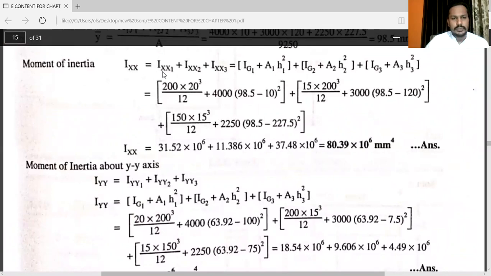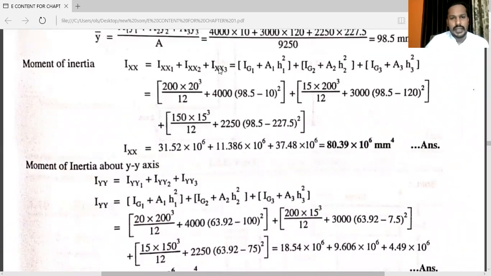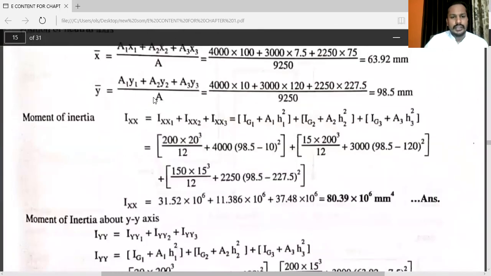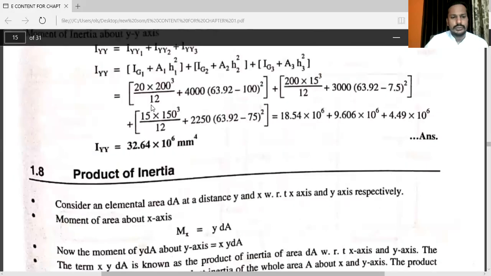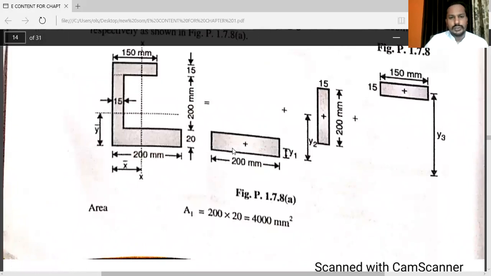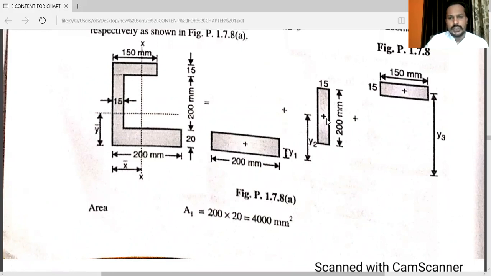Here Ixx is equal to Ixx1 plus Ixx2 plus Ixx3. Here we cannot consider the vertical axis like I section. This one is the first rectangle, this one is the second rectangle, and this one is the third rectangle. So you can see that now for first rectangle, centroid point is here. For the second rectangle, centroid point is here. For the third rectangle, center point is here.